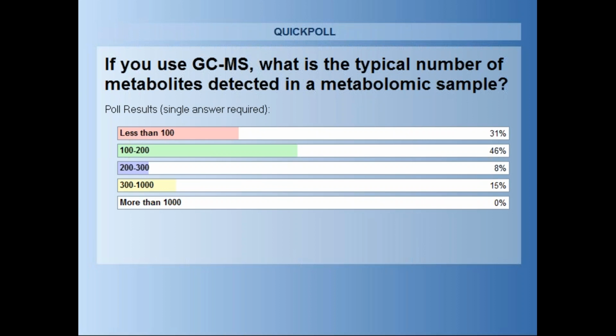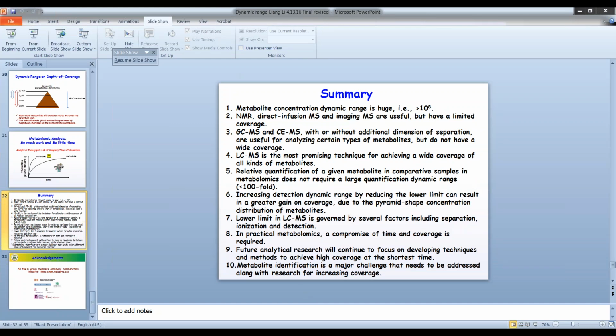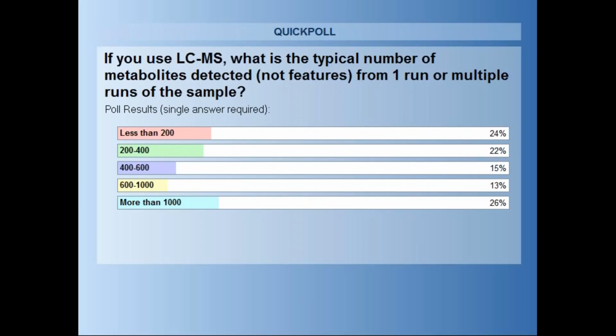Any other comments, Dr. Li? Nope. All right. If you use LC-MS, what is the typical number of metabolites, not features, from one run or multiple runs of the sample? The number goes up, not a little bit, up to 600. About 60% of the folks say they can get up to 600 metabolites. Significantly, 26% are saying they're seeing more than 1,000 distinct metabolites.